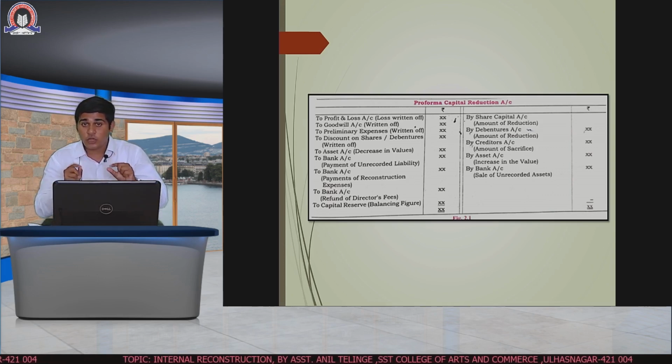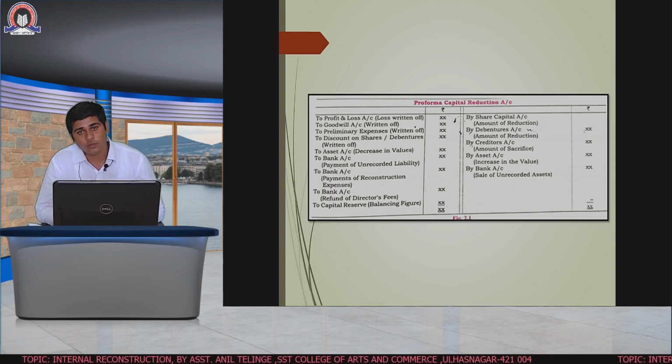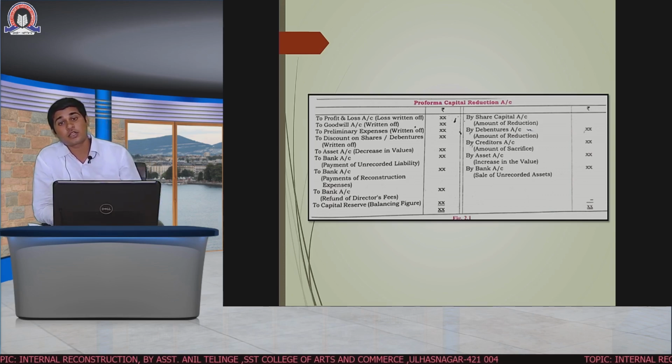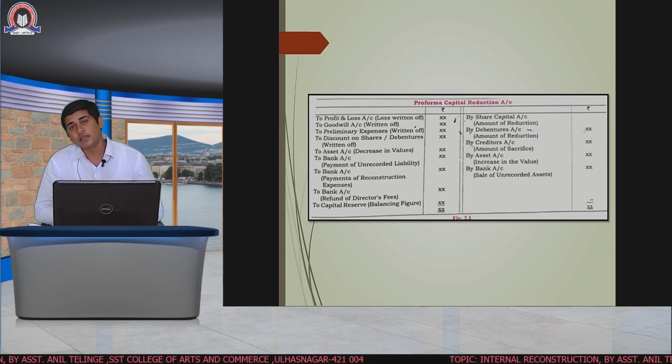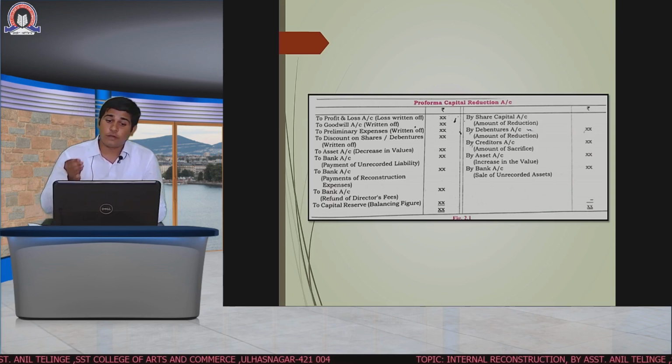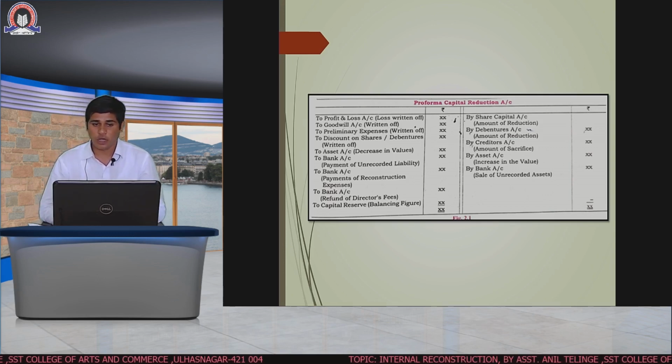Such things we need to present properly, and that presentation is conducted in the capital reduction account. I already made clear capital reduction account is itself a nominal account. The rule of nominal account: debit all expenses and losses, credit all income and gains. So if you refer to the pro forma of capital reduction account, the outcome of capital reduction account is nothing but the capital reserve. But how is the outcome found?